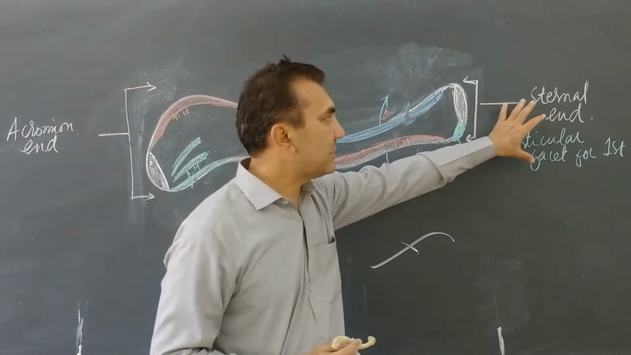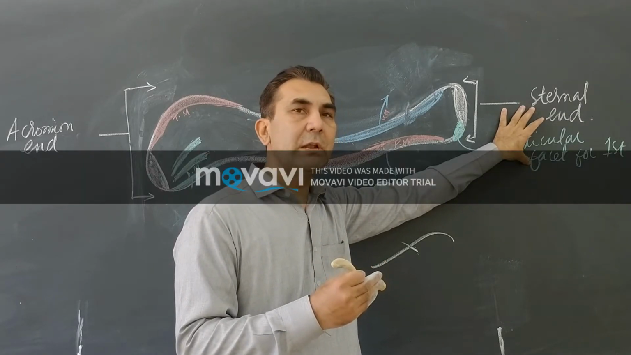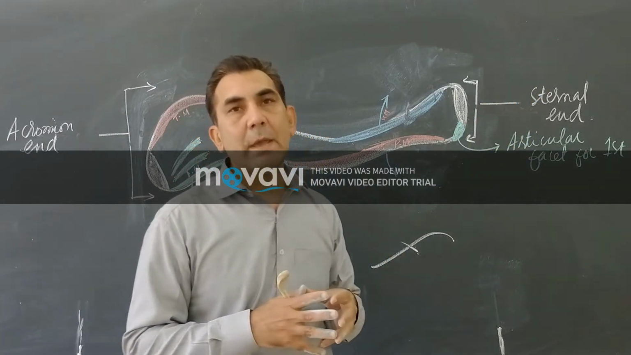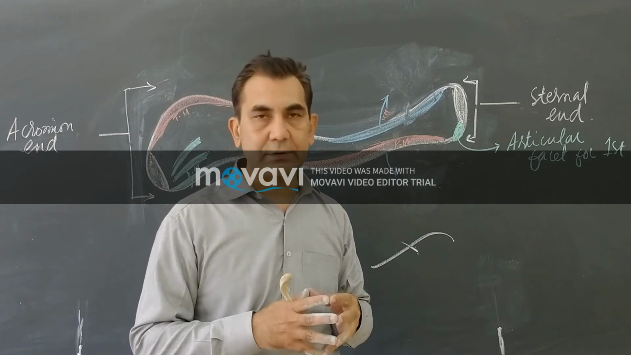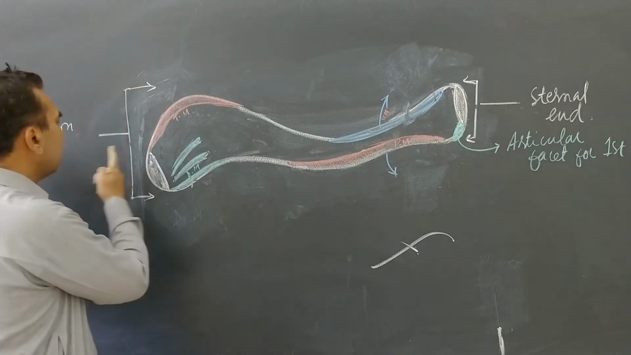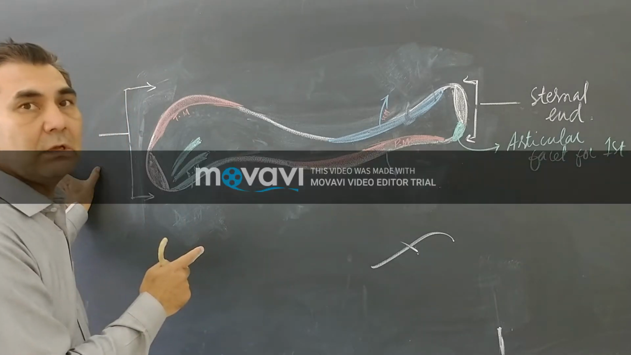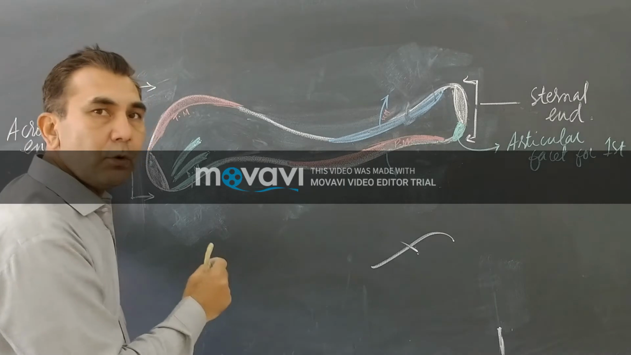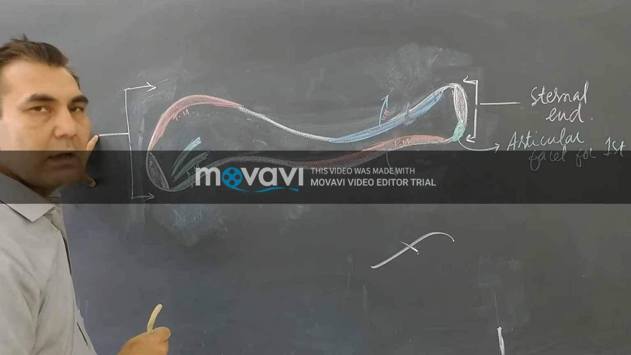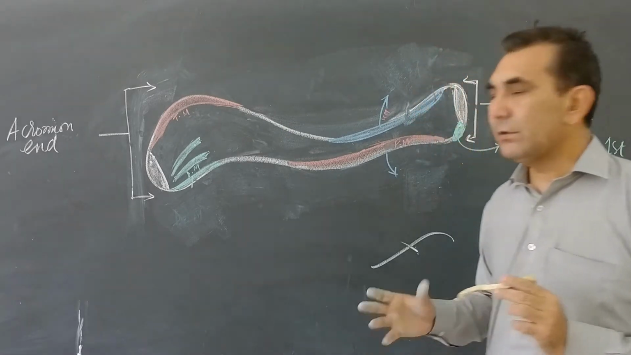The sternal end of the clavicle bone joins with the sternum bone and makes the sternoclavicular joint. The acromial end of the clavicle bone, which joins with the acromial process of the scapula, makes the acromioclavicular joint.